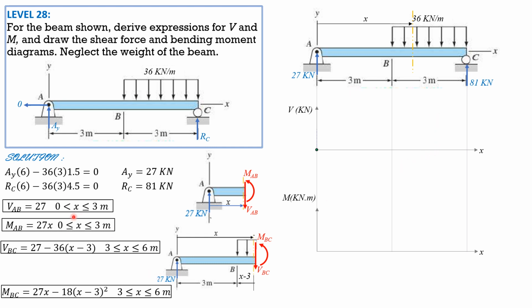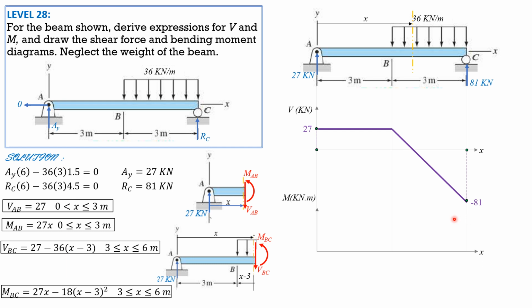So let's now plot first 27 from 0 to 3, constant. Then just to the right, shear is still 27. When x is 6, substitute 6 here: 27 minus 36 times 3, because 6 minus 3 is 3, gives negative 81, and it closes.